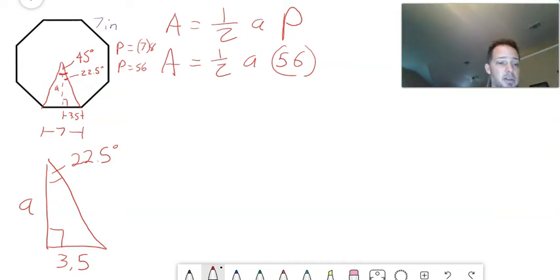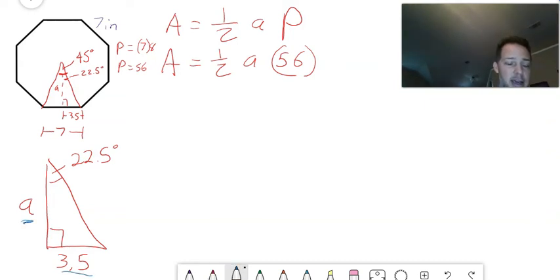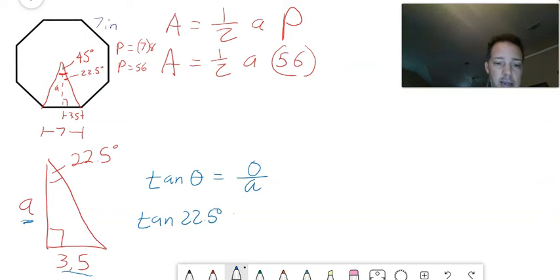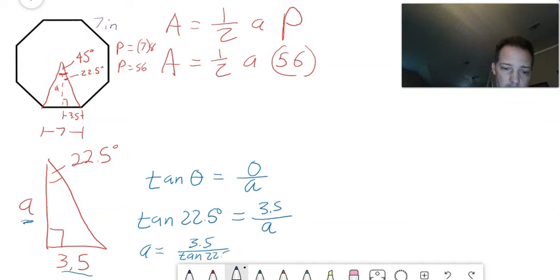Okay, I can use trigonometry to do this. Once again, I'll be using the opposite side and the adjacent side from that 22.5 degree angle. So once again, it's going to be tangent. Tangent of an angle equals opposite over adjacent. Tangent of 22.5 degrees equals opposite 3.5 over adjacent, the apothem that we're solving for. To solve for a, we can switch it with the other side of the equation, and we end up getting the apothem equals 3.5 over tangent of 22.5 degrees.